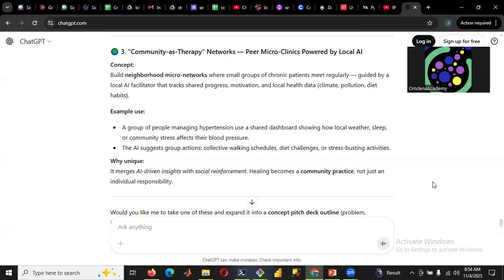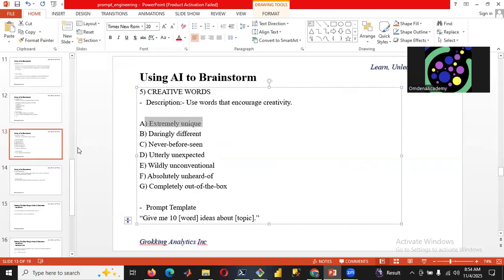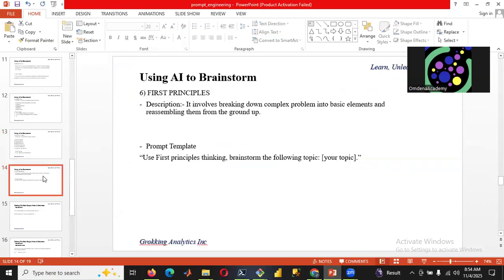So community as a therapy is very important. And we can also build a solution on that, right? An AI-driven insight with social reinforcement, right? So I think I'll dig deep on this later on after this session. I'll dig deep on this. Next, we'll look at the first principle approach.